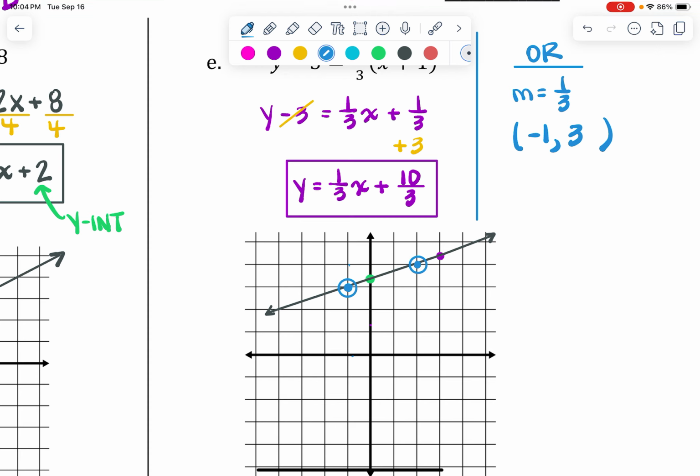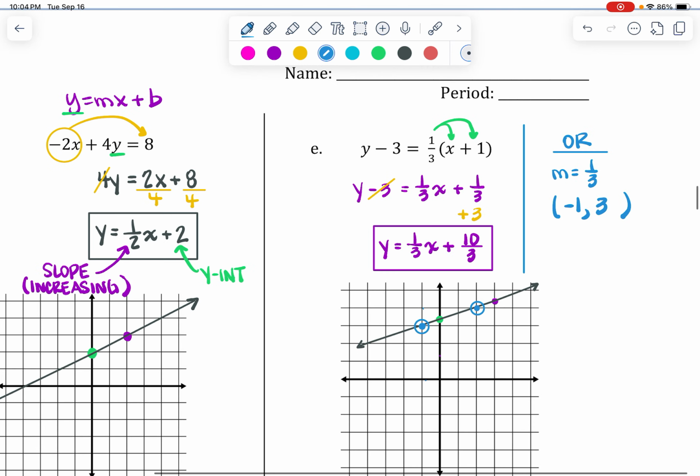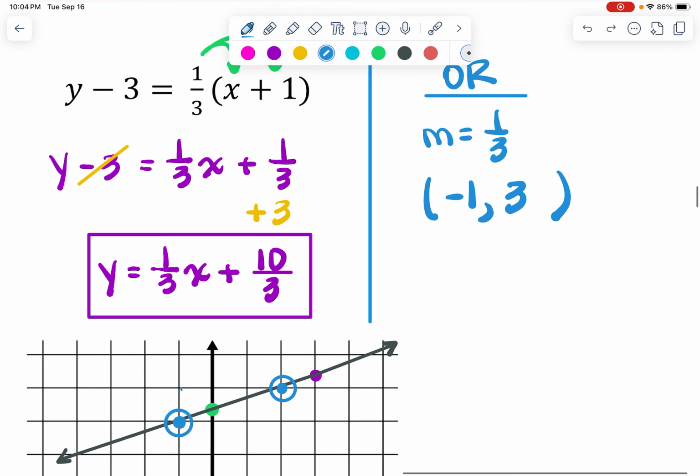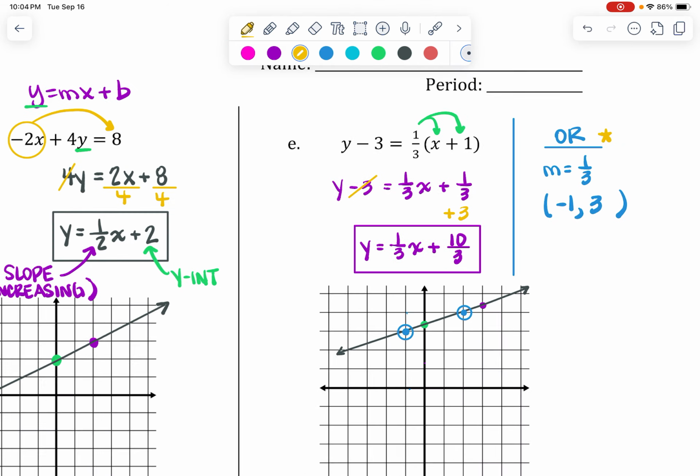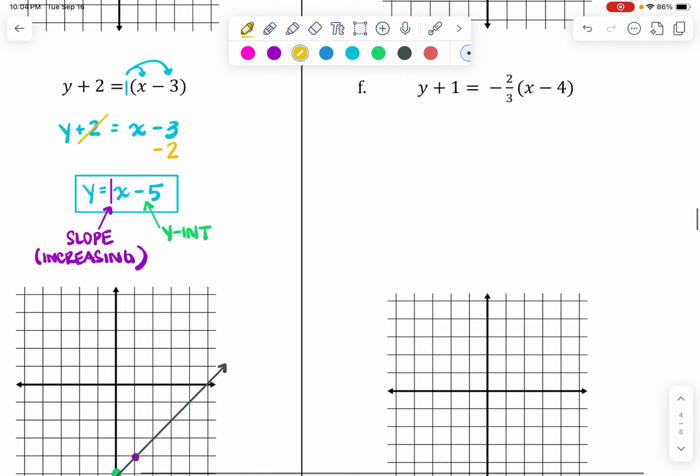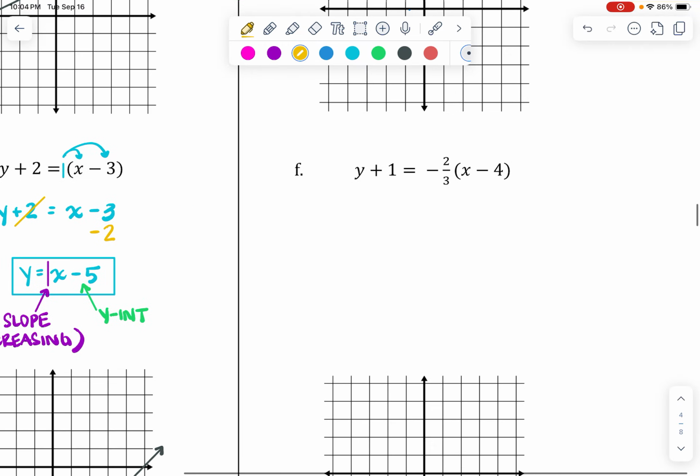So I get the exact same line regardless of whether I convert it to y equals mx plus b or if I use point slope form and just identify the point and the slope, okay? Obviously, this one is a million times easier, right? So I would opt to do it that way. All right, one more of these, I think. All right, so here we go.